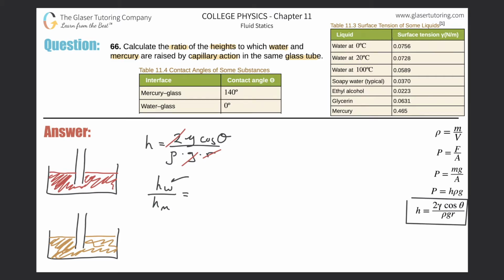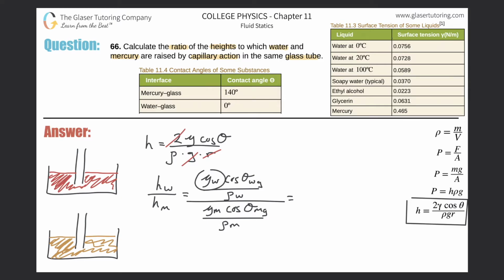So the height of the water relative to the height of mercury is going to be a function of the surface tension of water multiplied by the cosine of the contact angle of water with glass, then divided by the density of water. That should then be divided by all the values for mercury: the surface tension of mercury multiplied by the cosine of the contact angle between mercury and glass, and then divided by the density of mercury. All right, all we have to do now is plug in the values.